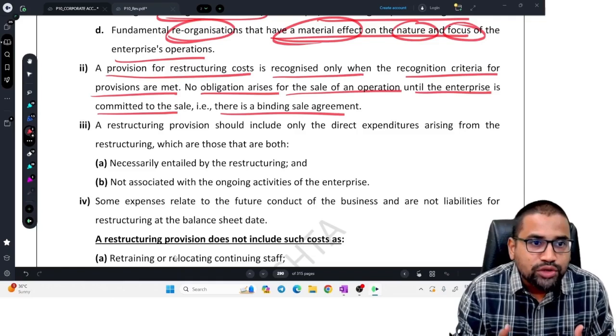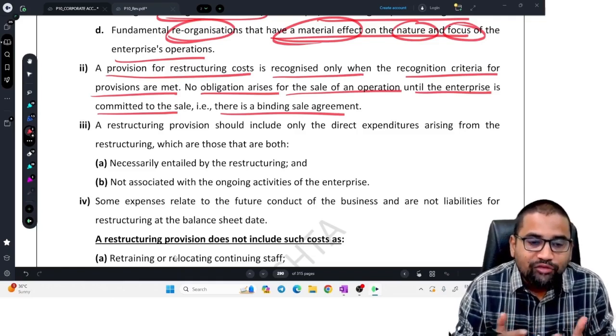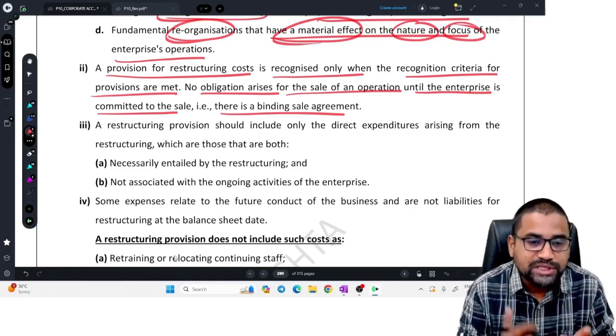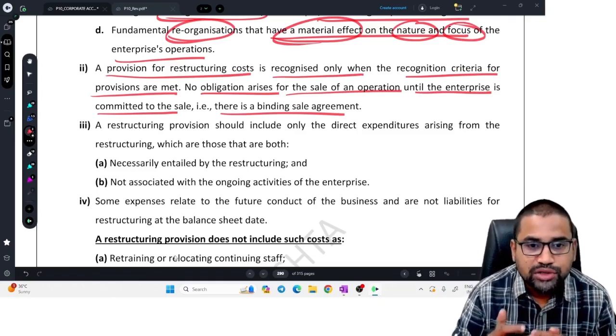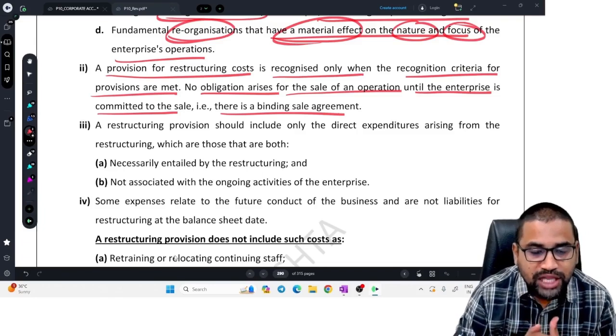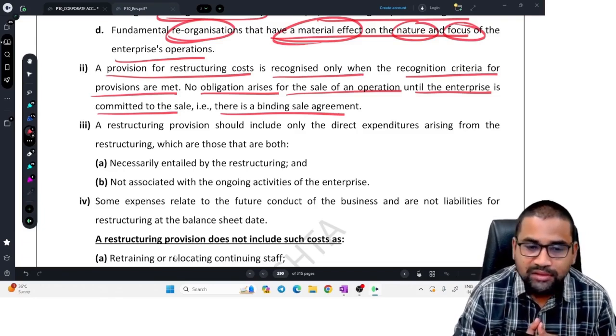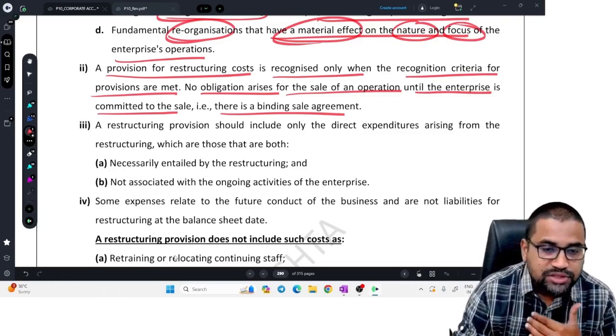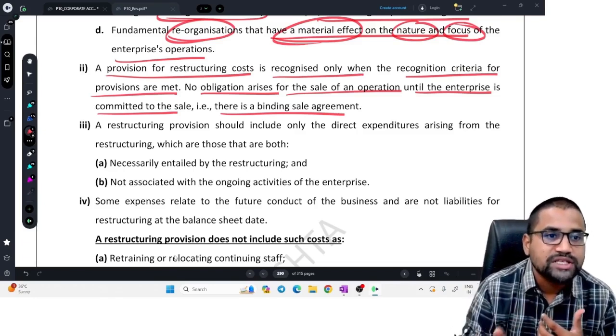For example, we want to sell one of our business operations. For example, Reliance company wants to sell its telecom business. Now tell me, is there an obligation? No. See, just because you are thinking that you want to sell the business, there is no obligation.